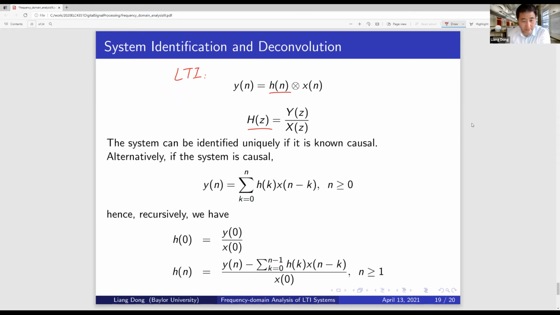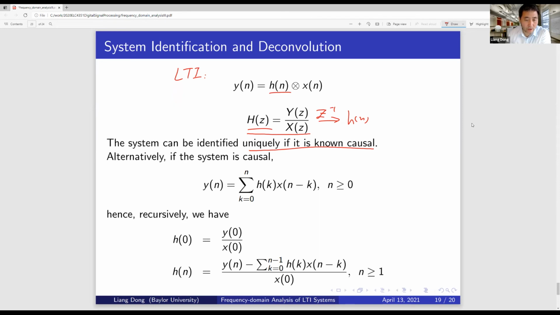The system can be identified uniquely if it is known to be causal. If it's causal, then we have only one possibility, so we can find this out. Using H(z) equals Y(z) over X(z) is relatively easy, we can calculate H(z), and then from H(z), if it's causal, we can uniquely determine h[n] using the inverse Z transform.